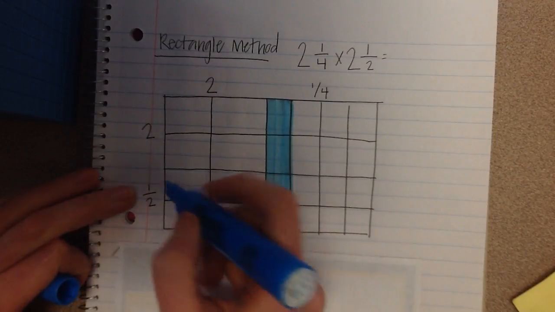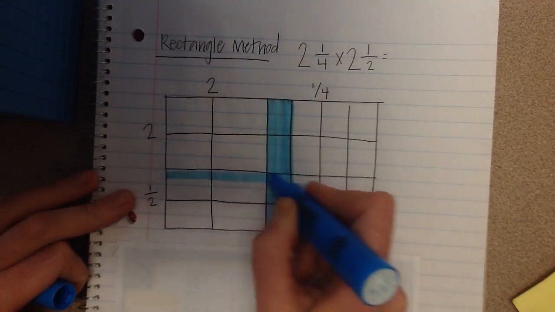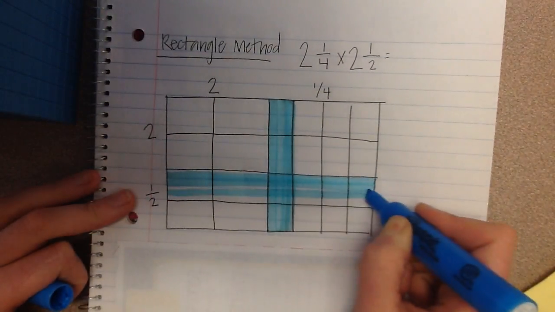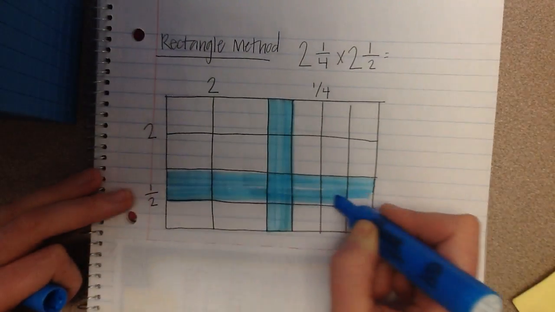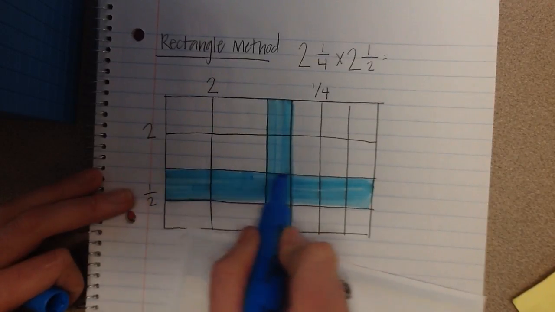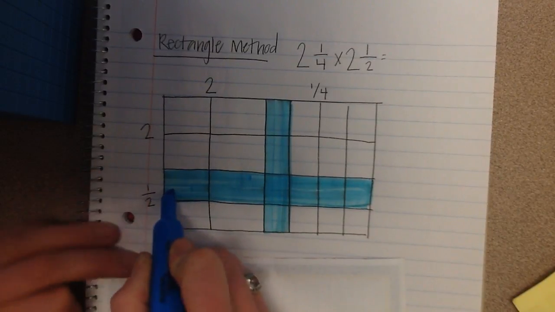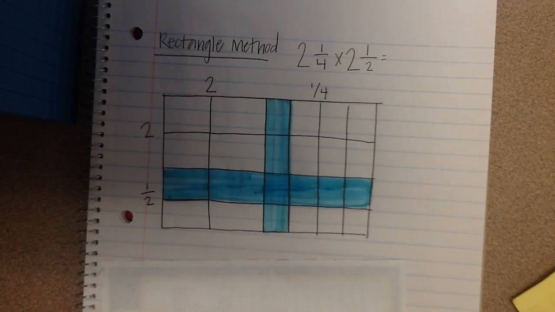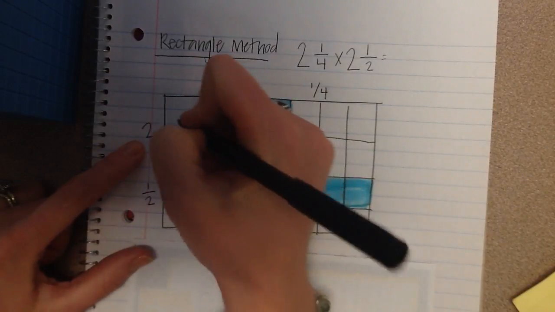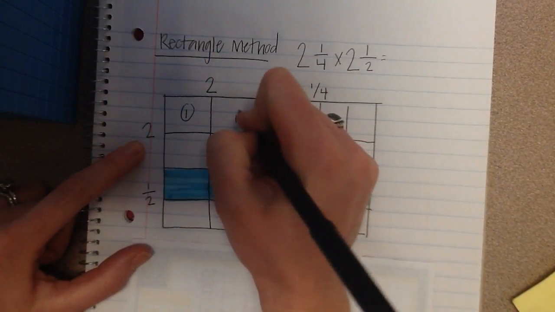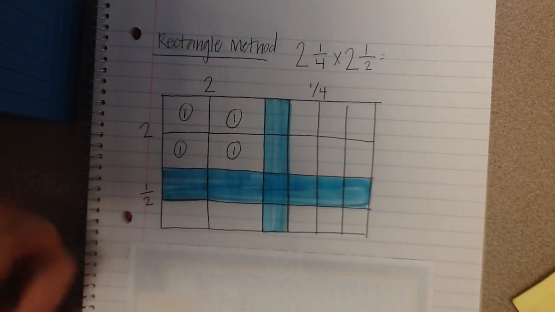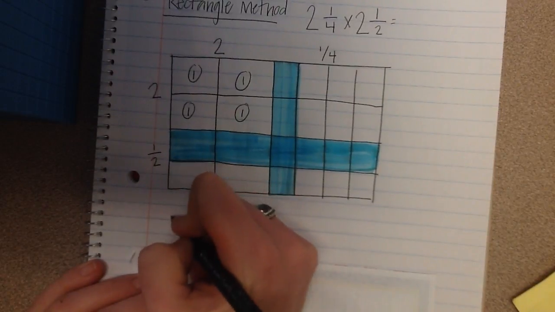I don't have an extra highlighter with me, but I'm going to color this all the way over. Okay, so now what I have here is, I know when I multiply a whole by a whole, I get a whole. So this is 1, 2, 3, 4. So I have 4 wholes. So I'm going to put a 4 down here.